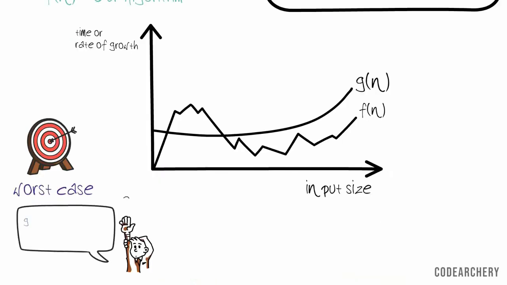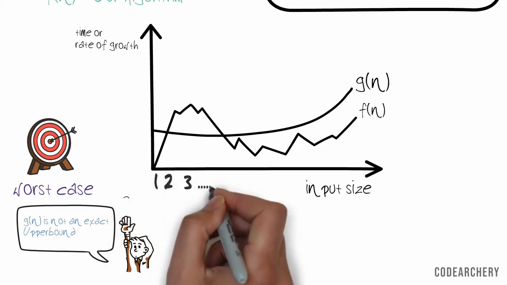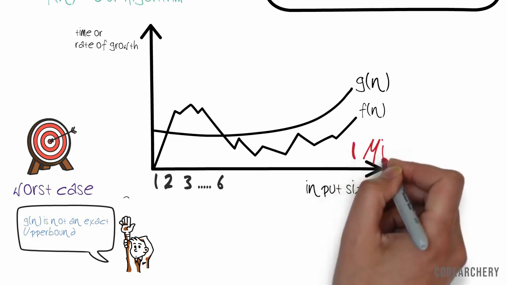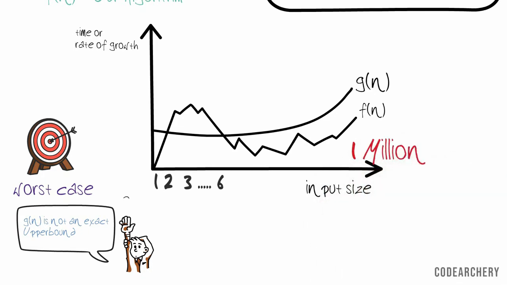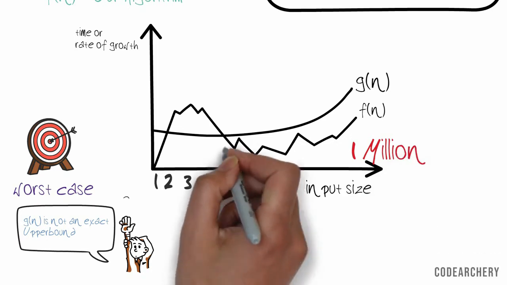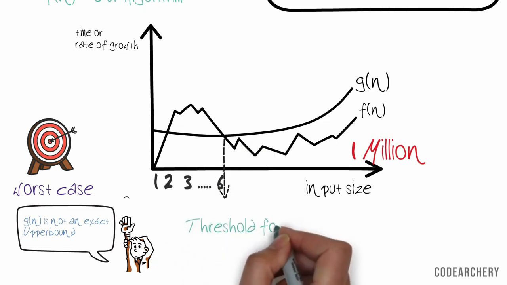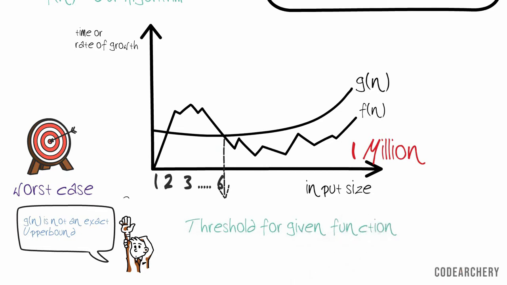You might say this is wrong. The function g of n is not exactly upper bound of f of n. Yes, you are correct, but we really don't care whether our algorithm sorts 6 items faster. We care about greater input size. We need to understand how our algorithm performs for 1 million items. So the point from which g of n is always a bit greater than f of n is threshold for given function, and we represent it by n naught.